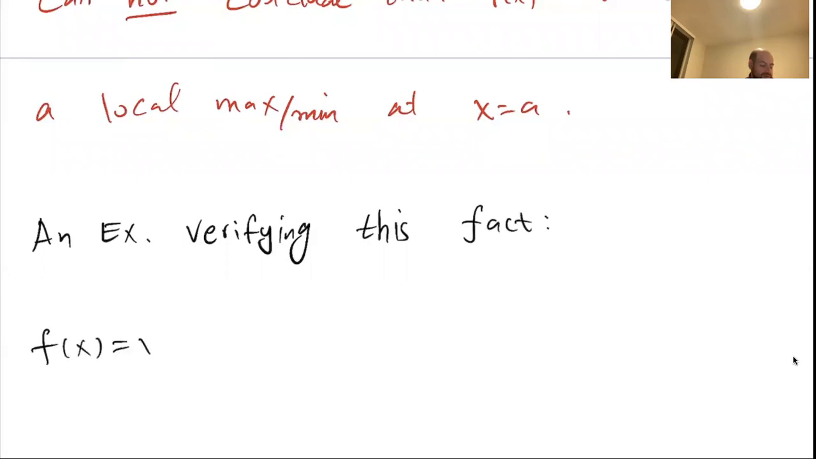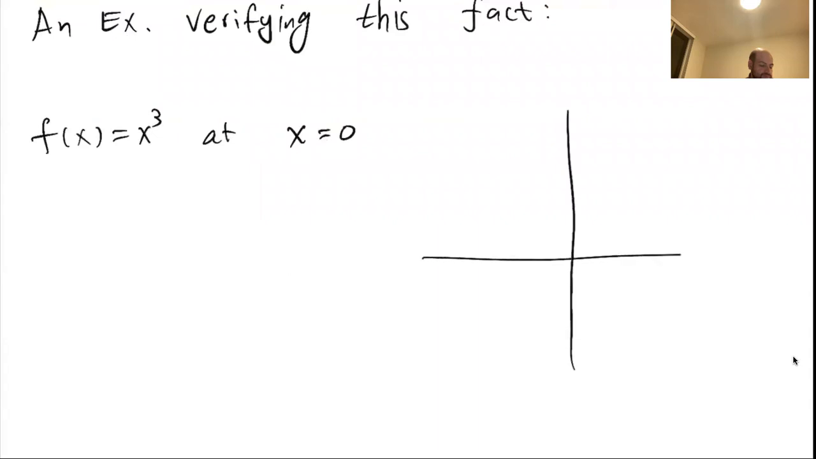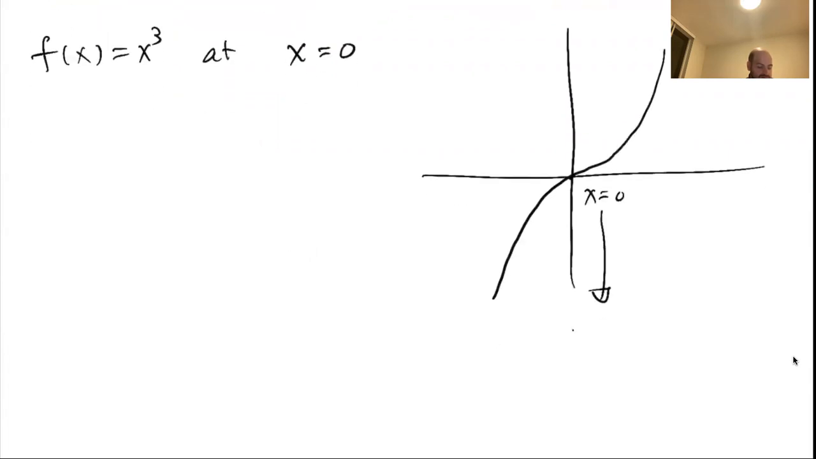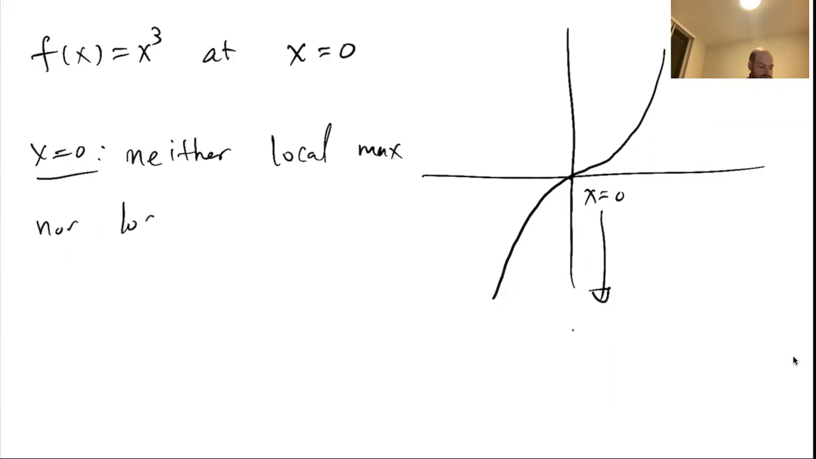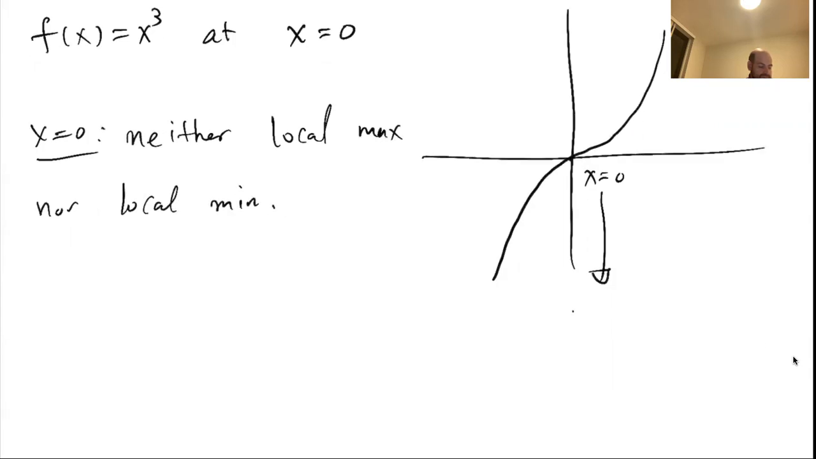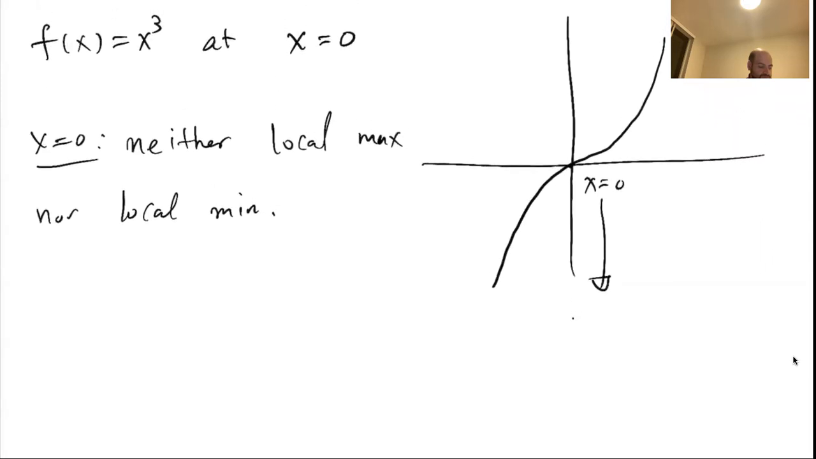is consider f of x equals x cubed at x equals 0. See, this is how the graph looks like at x equals 0. x equals 0 is neither local max nor local min. Neither local max nor local min, although f prime of 0 is 3 times 0 squared, which is 0.